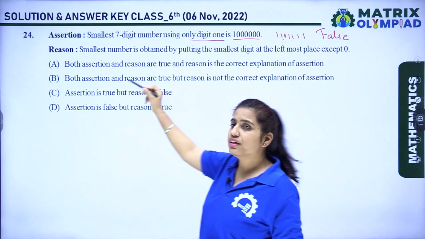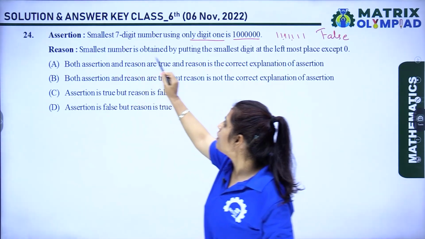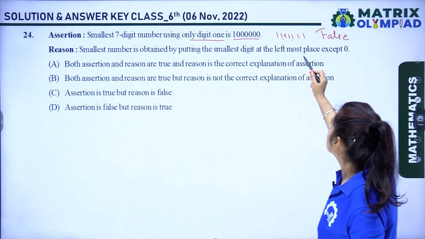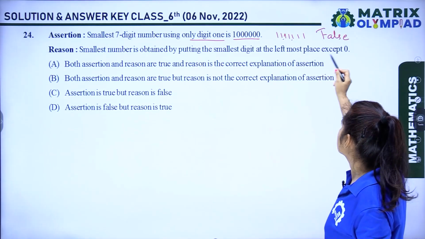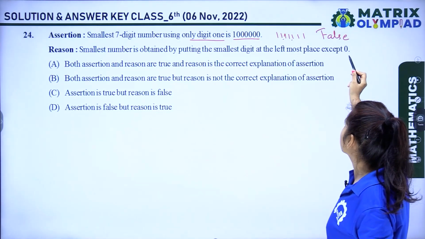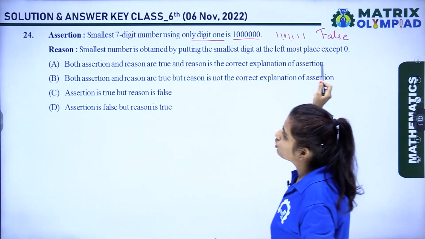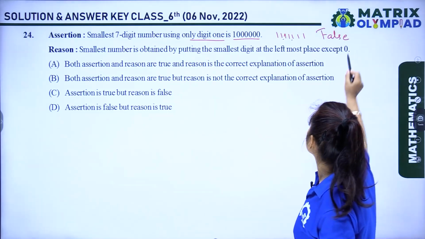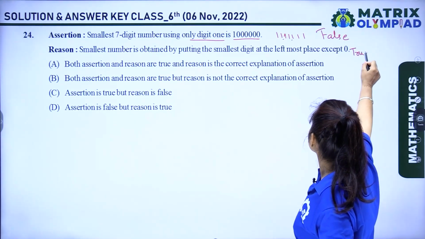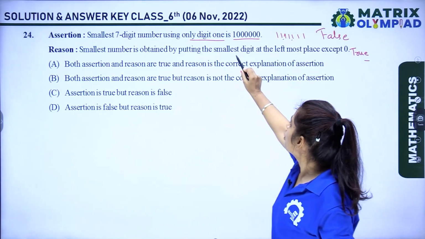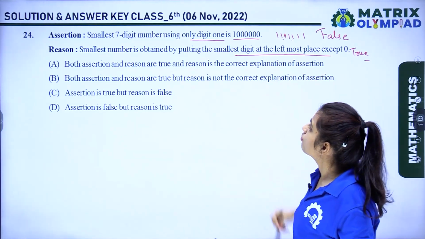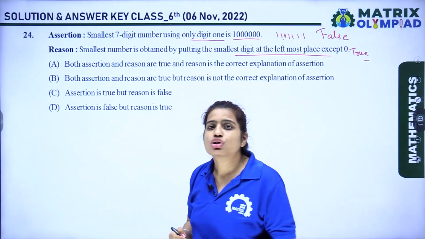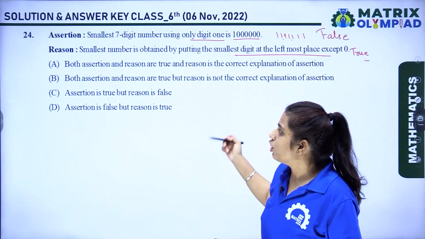Let's read the reason. The smallest number is obtained by putting the smallest digit at the leftmost place, except 0. So the reason is true. Now let's check the options.